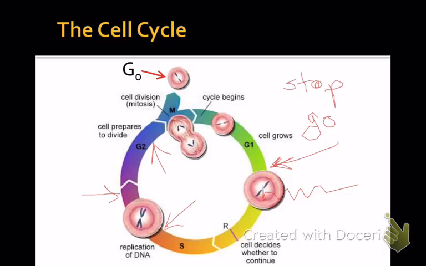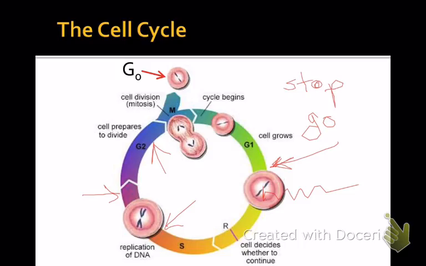So you tell me, if I mutate the stop signal, and it's not working, what's going to happen to the cell? So cells that are defective are not going to be stopped if the stop signal is defective, right? So what condition is likely to occur then? Cancers are pretty common as a result of defective stop signals. Does that make sense to everybody?